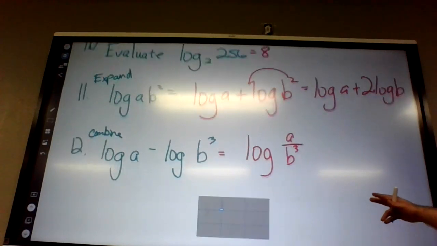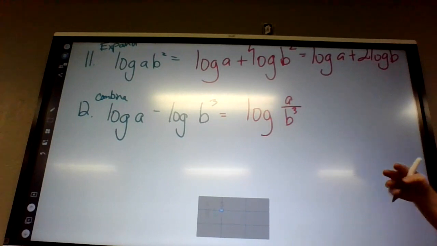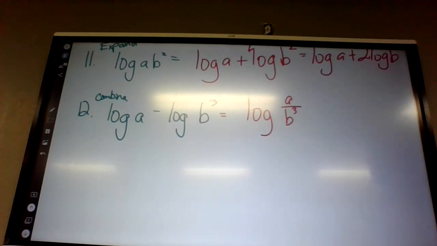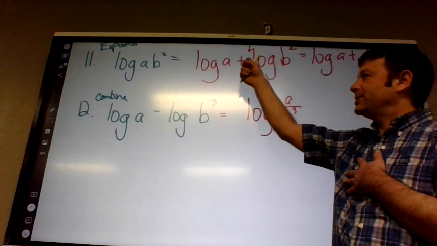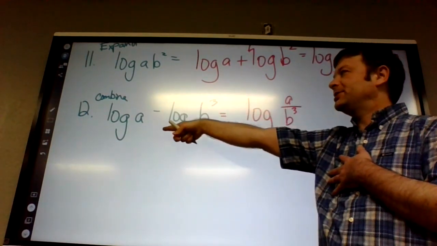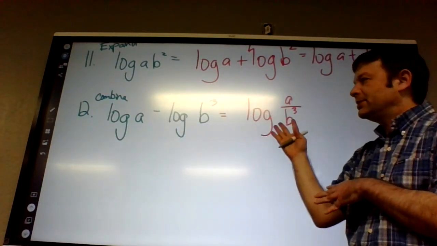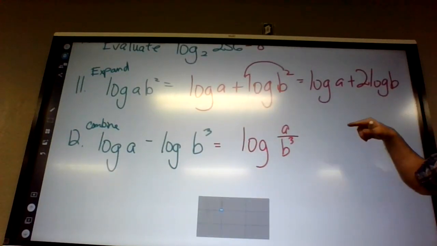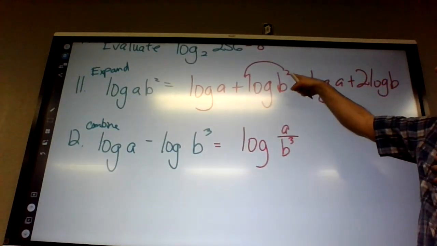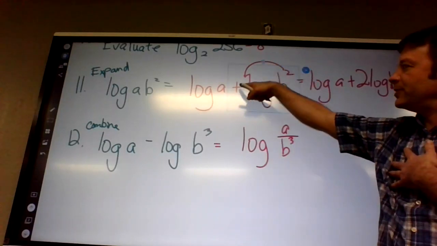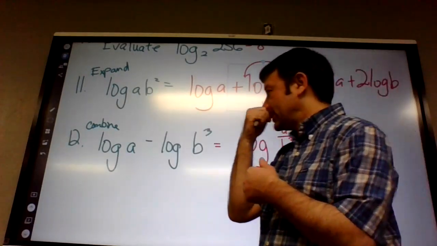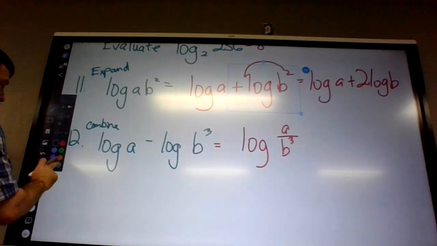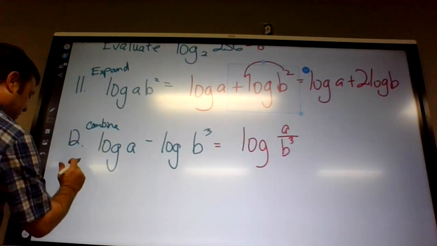Okay. So there's 3 rules. Multiply turns into adding, or adding turns into multiply. Subtraction turns into dividing. And then if there's an exponent in front, the exponent can move to the front, or it can move back up. Alright, anyways. 13.